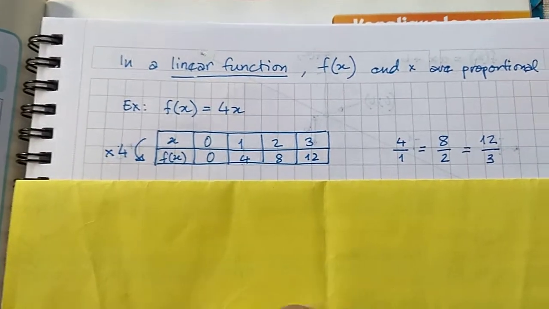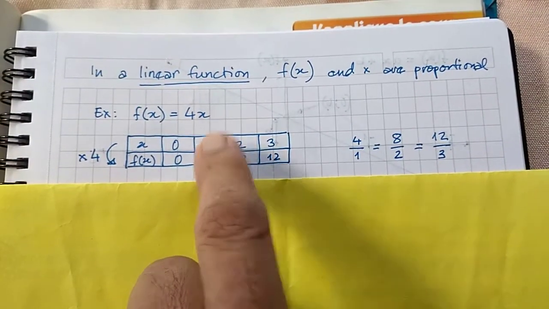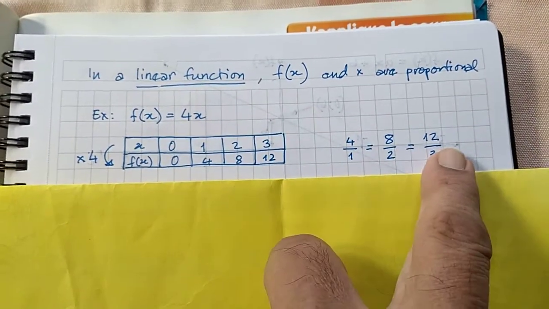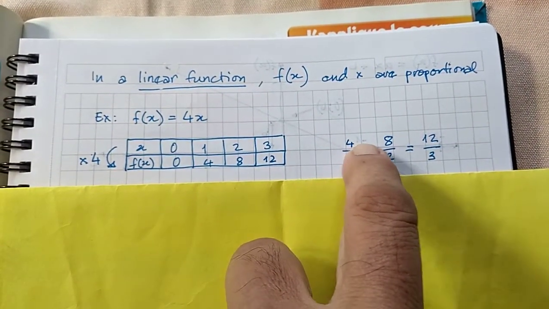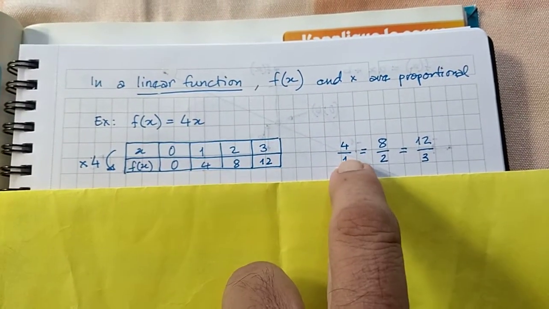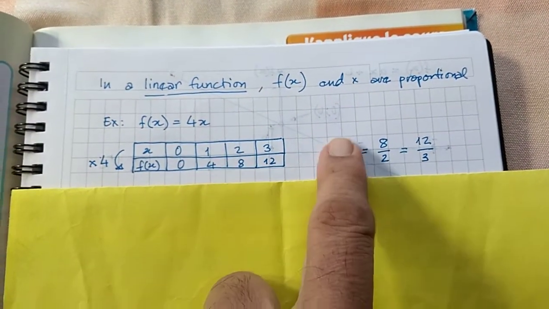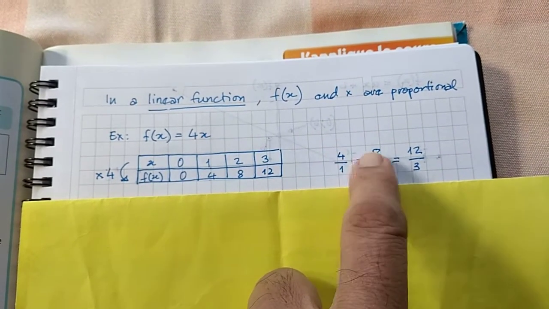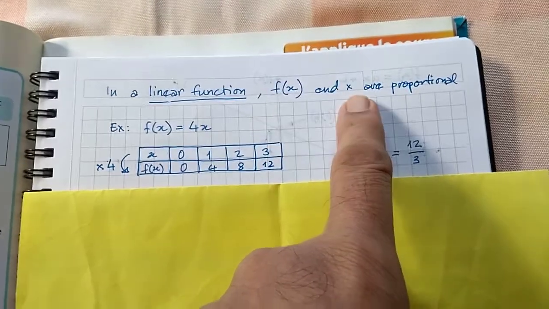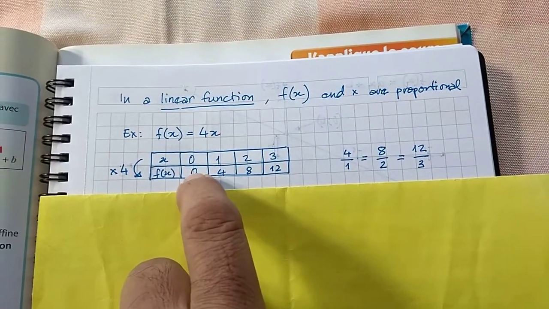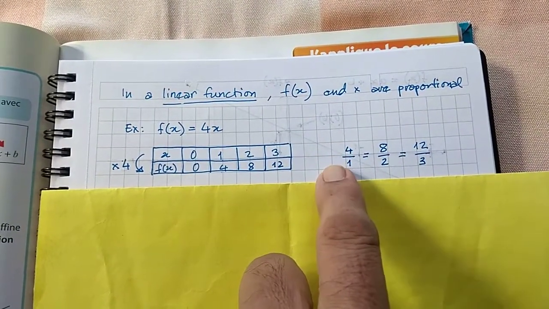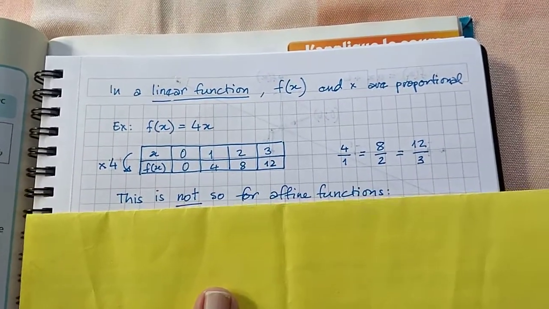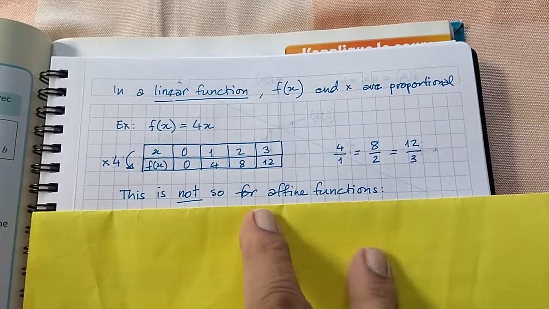Very simple. So here we get the ratio 4 over 1 is equal to 8 over 2 is equal to 12 over 3. The top line here is f of x, the denominators are x, and these ratios are constant, meaning they're all equal. So that means f of x and x are proportional. Remember, I didn't take 0 and 0 because when you divide 0 by 0 you get a little bit of a mental strain.